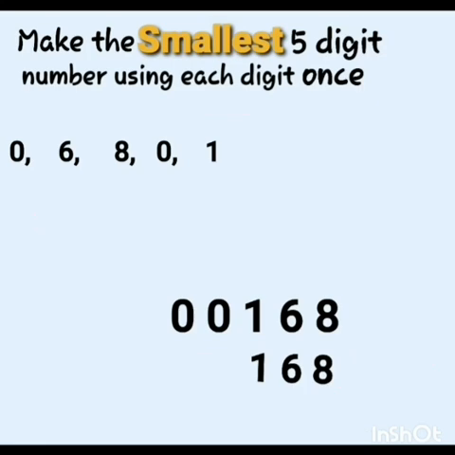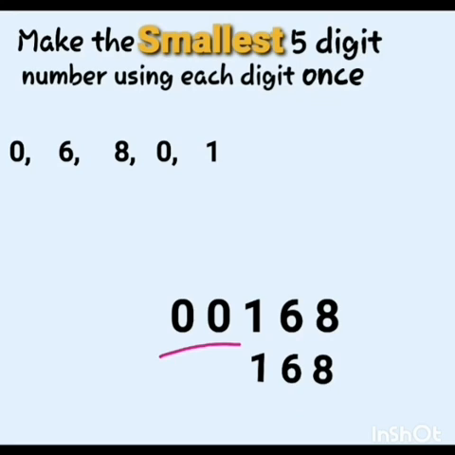But now, look at this number. What is the number? The number is 00168. Or, I can simply write this as 168. Now, is this a 5-digit number? No, this is a 3-digit number. What I want to make is the smallest 5-digit number. Why did this happen? Because we had zeros here, and if I write 0 at the left, it holds no value. So, we can ignore those zeros.